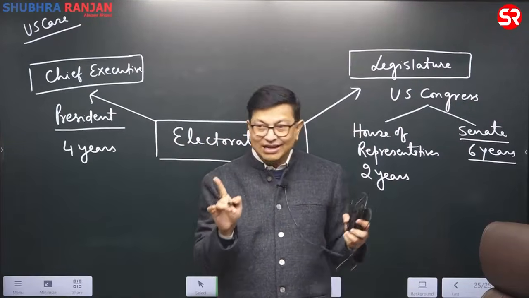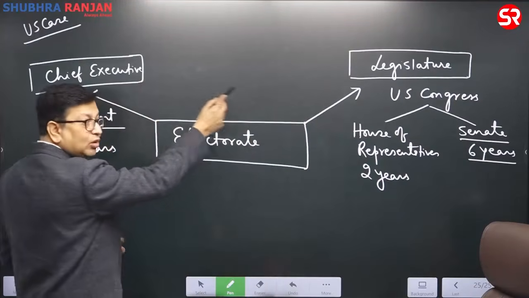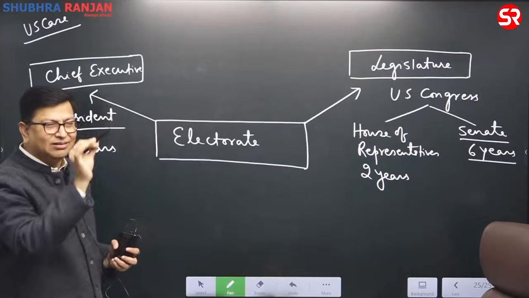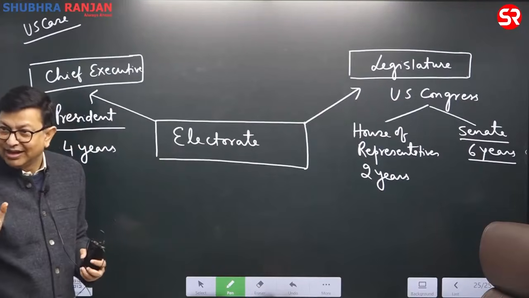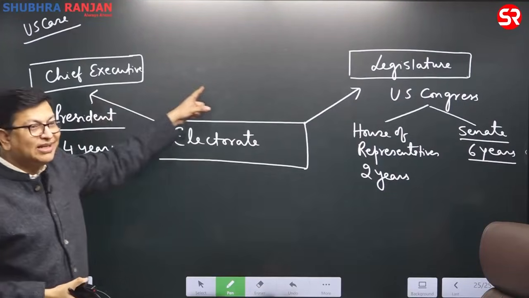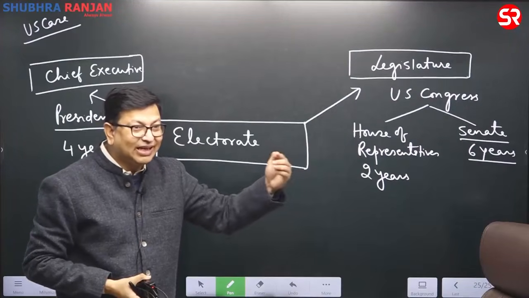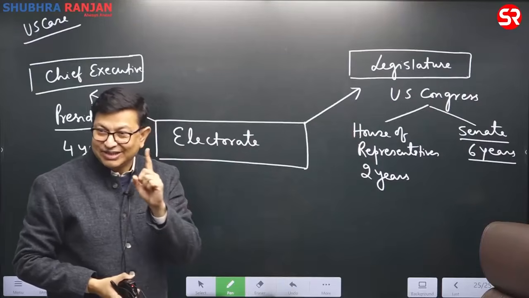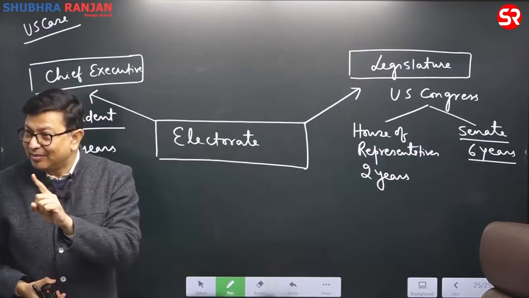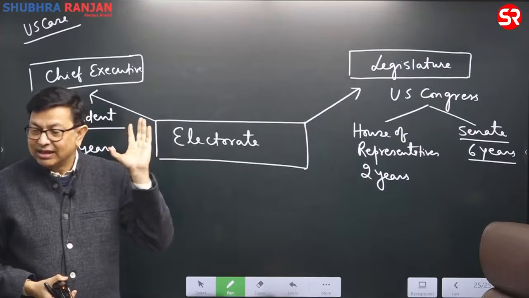Clear-cut separation. And then here also they will have no role in the passage of the bills. Indirectly they can influence it, that is the president can influence, that is a different matter. But they will not be presenting the bills. In our country, the ministers are the part of the legislature. They present the bill, they take part in the discussions and deliberations, but it is not the case of United States of America. There is a clear-cut separation of powers.